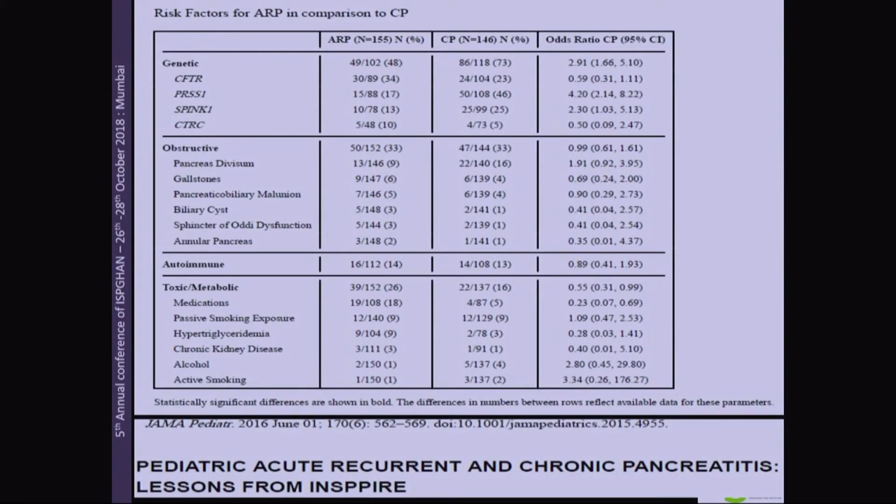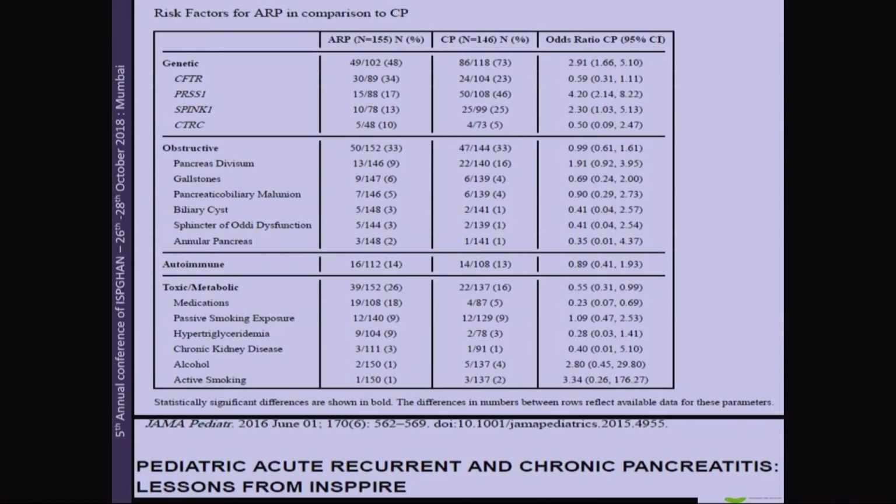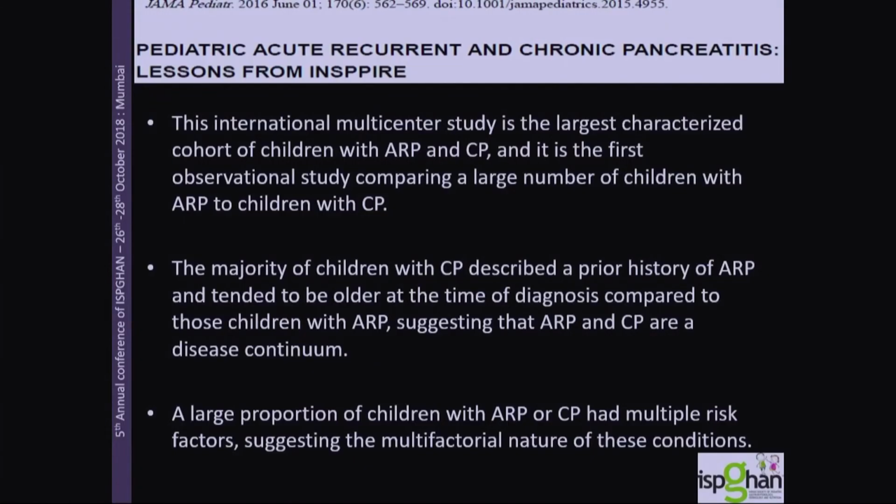And this paper was talking about their genes, and there were 2 presenters in the hepatology session today who coincidentally talked about Indian genes. They said that CFTR, which was commonest here at 34%, was not seen, but the other 2, PRSS1, SPINK and CTRC, were also reported in the Indian papers they were quoting. Besides that, obstructive causes were 33%, like pancreas divisum, gallstones and biliary cysts, and toxics, medications, etc. have been common. These are 2 slides which I will go through slowly.